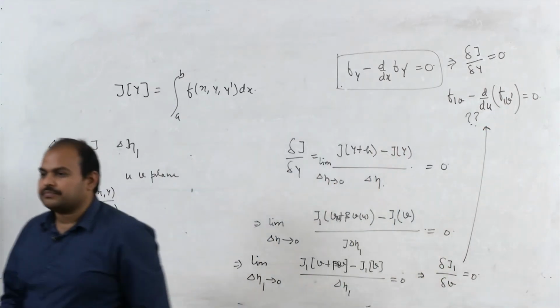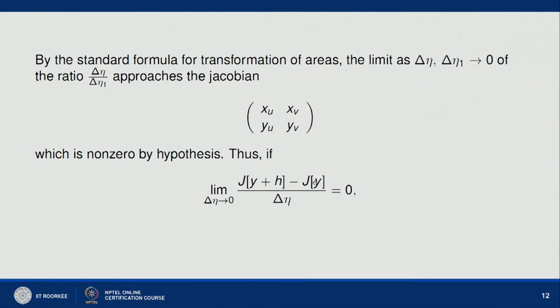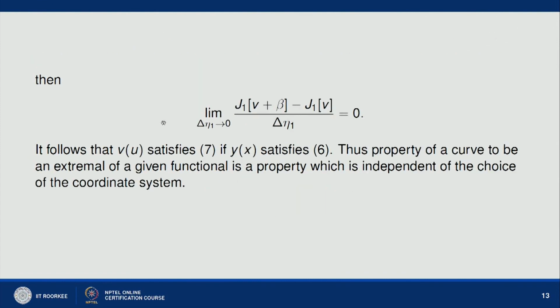It means that if the limit as delta eta tends to 0 of J of y plus h minus J of y divided by delta eta is equal to 0, then the limit as delta eta 1 tends to 0 of J1 of v plus beta minus J1 of v divided by delta eta 1 is equal to 0, which simply says that the curve v satisfies the Euler equation in the uv coordinate system. So it means that the property of a curve to be an extremal of a given functional is a property which is independent of the choice of the coordinate system.